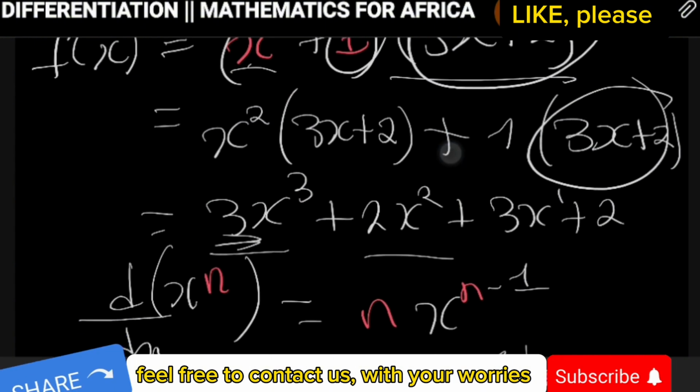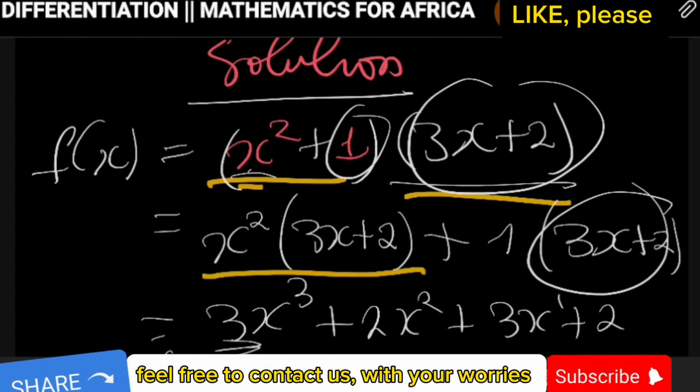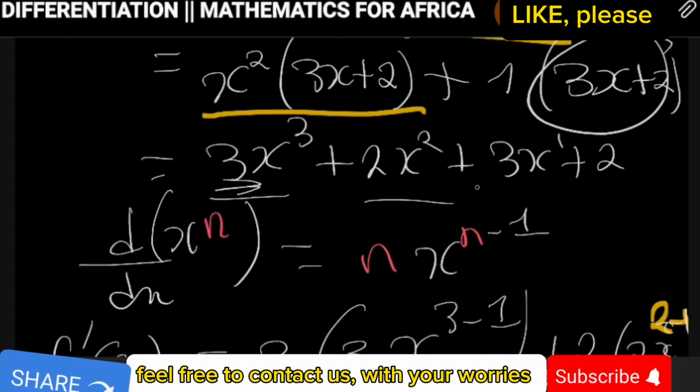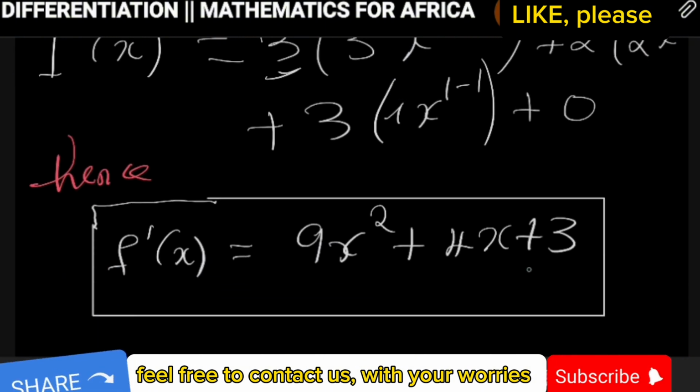I opened all the brackets. I took this multiplied by this, I took 1 multiplied by all of this, I opened the bracket and I got 3x cubed plus 2x squared plus 3x plus 2. Then I found the derivative, I got 9x squared plus 4x plus 3.